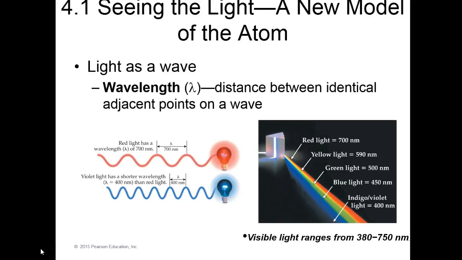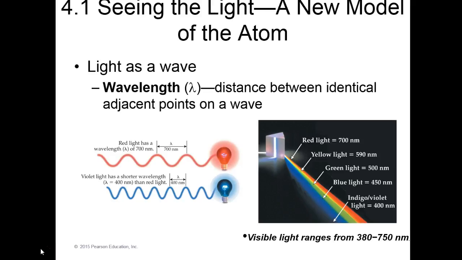So light is a wave. You may have heard of wavelength. As we look at it, it looks like this little upside down Y. That's how you know we're talking about wavelength. This is the distance between identical adjacent points on a wave. You can see the difference here between red light and violet light.